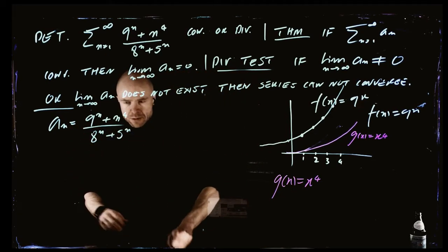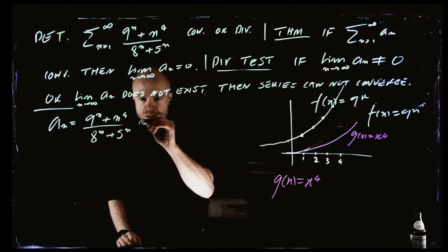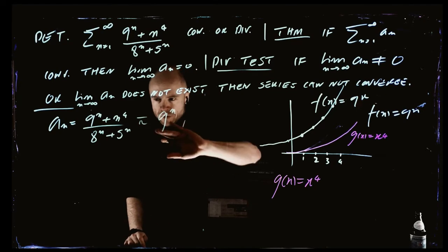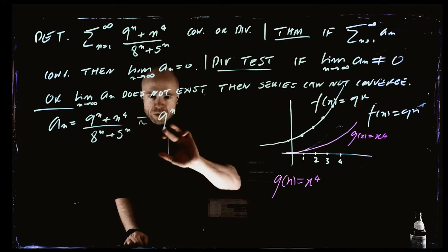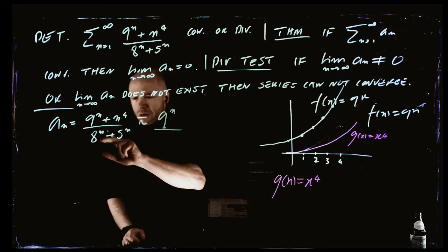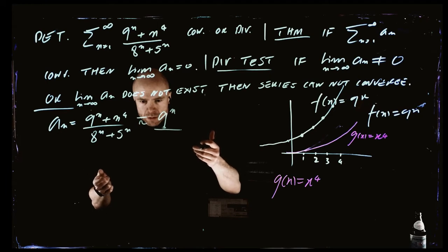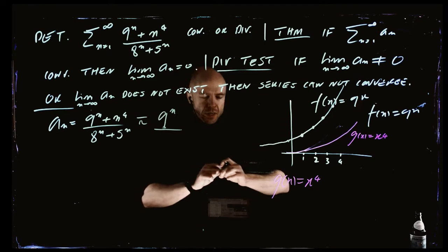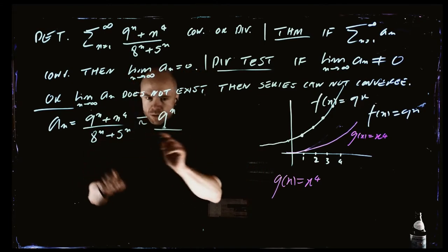All right, so we can basically just think about the 9 to the n. So let's do this. This is not an equal sign. This is approximately equal to 9 to the n. And if we look at the bottom, then we have 8 to the n and 5 to the n. Obviously, 8 to the n is the bigger term. They're both actually growing more or less at the same rate. They're both exponential functions. This is the bigger term, so let's just think about the 8 to the n.